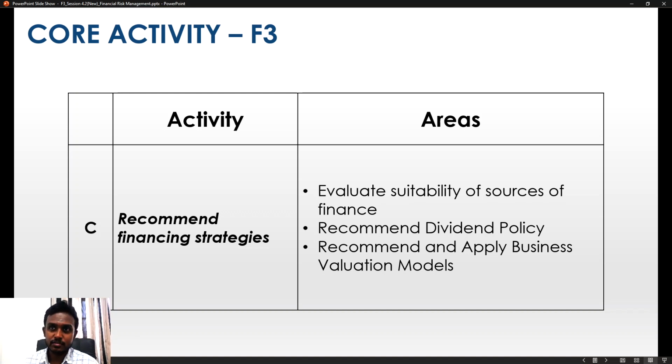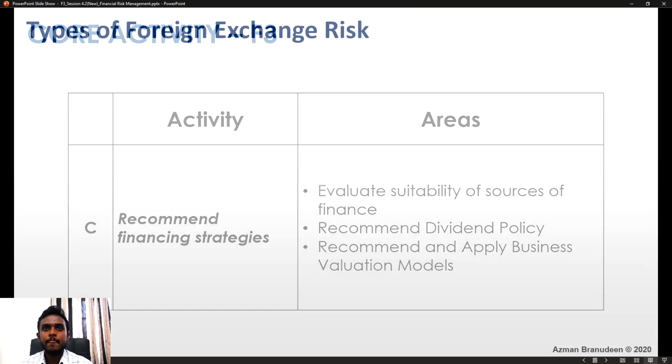Evaluate suitability of sources of finance, recommend dividend policy, recommend and apply business valuation models. But what I can tell you is the mix of financial management and financial risk management as far as your knowledge with respect to these kinds of transaction risk management techniques are concerned.